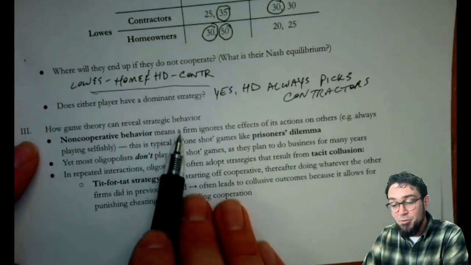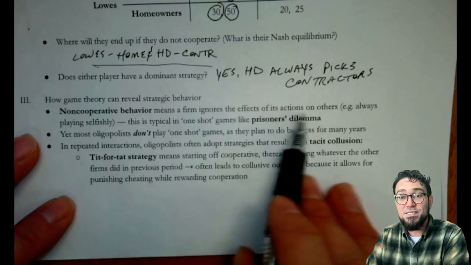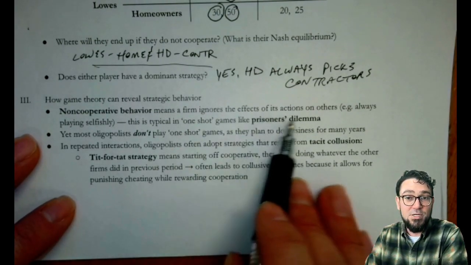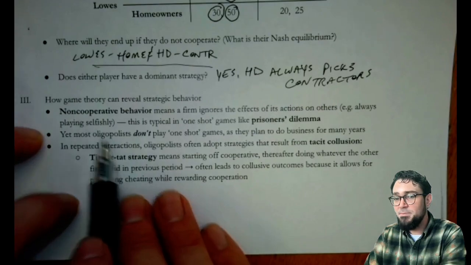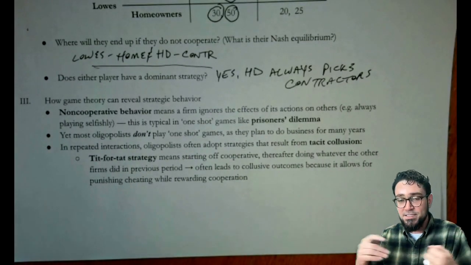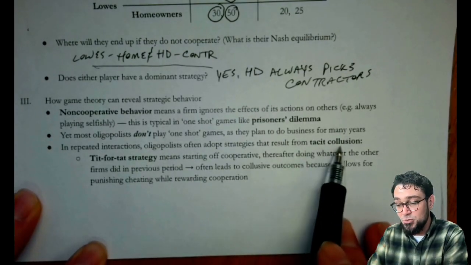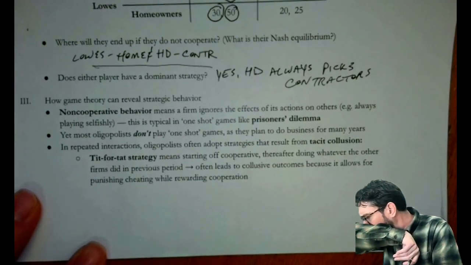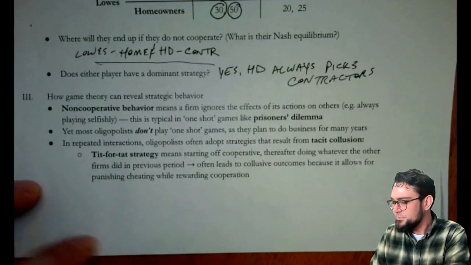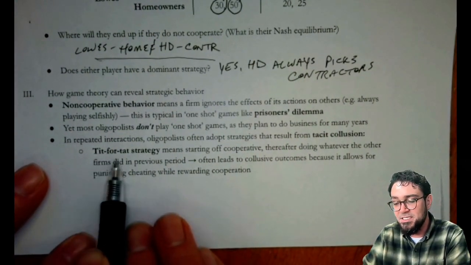Now, game theory can reveal strategic behavior in a couple of ways. We've talked about these. Non-cooperative behavior means they're ignoring their effects on others. They're just picking their own selfish outcome. That's typical in something like a prisoner's dilemma. But most oligopolists don't operate that way. They know they're going to be competing against these people over and over again. And so that's why you would often see them start to engage in tacit collusion. The most common form when they begin to tacitly collude is a strategy called tit for tat.